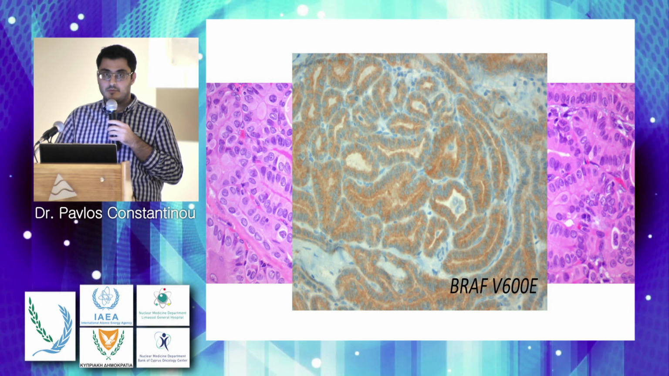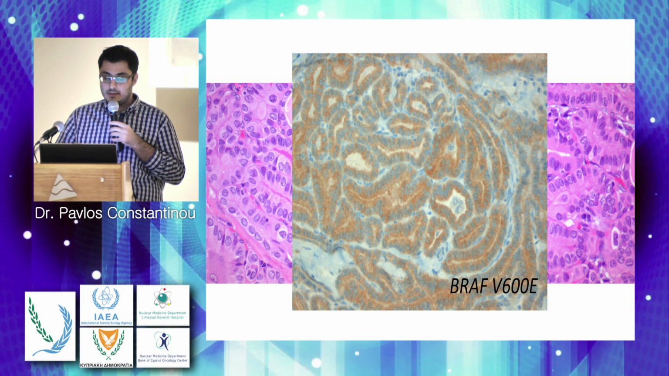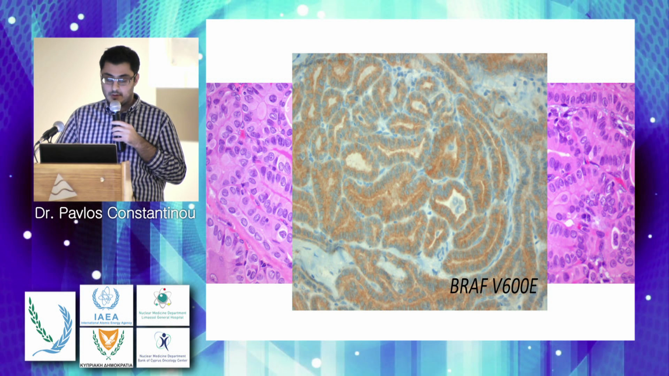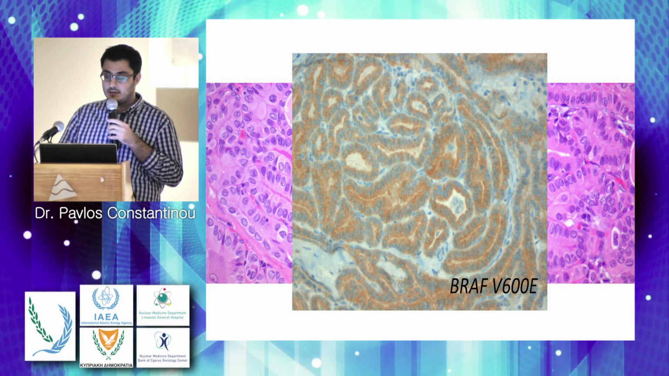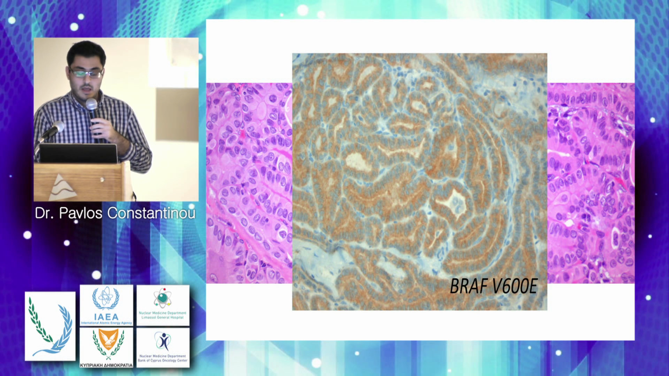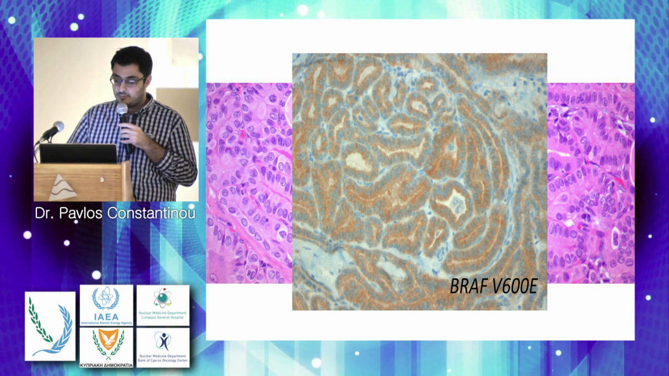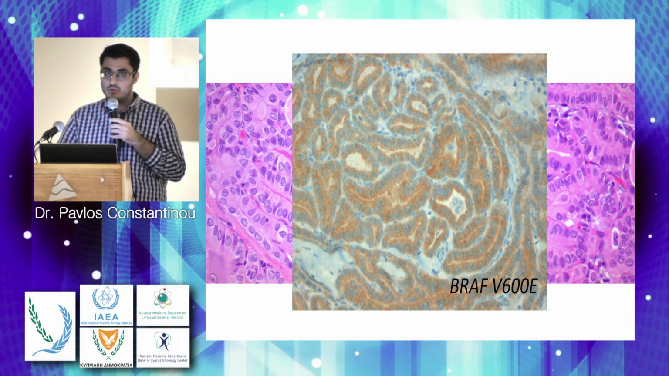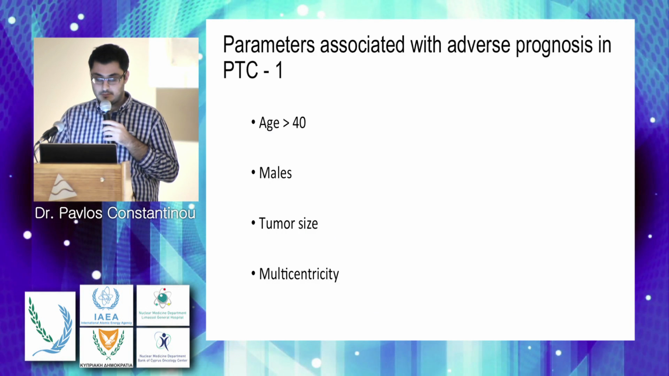This is a case coming from my laboratory. You can see the tall cell morphology of the neoplastic cells in a background of typical papillary thyroid carcinoma nuclear features. And as we had expected, this was a positive tumor for BRAF mutation using immunohistochemical techniques.